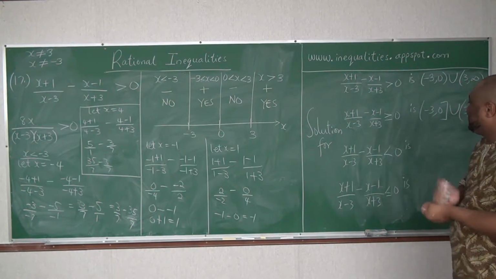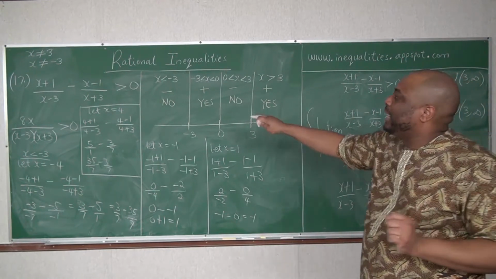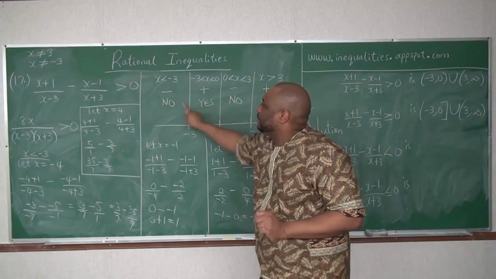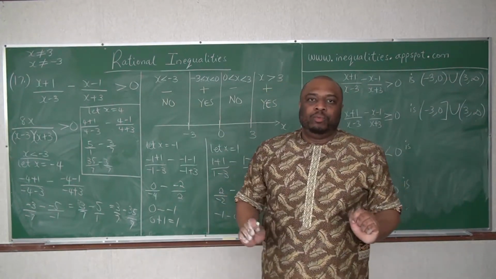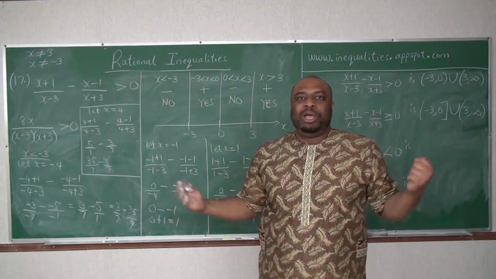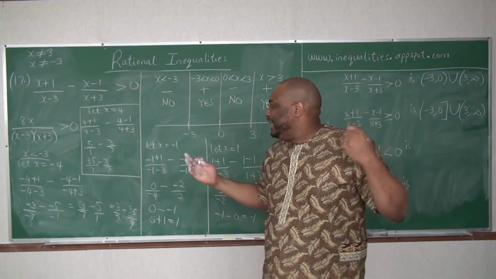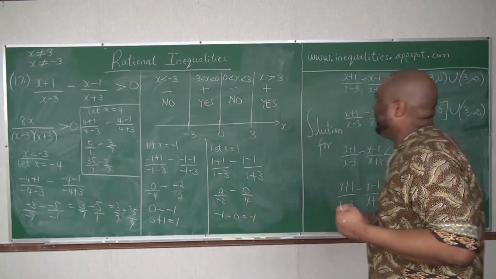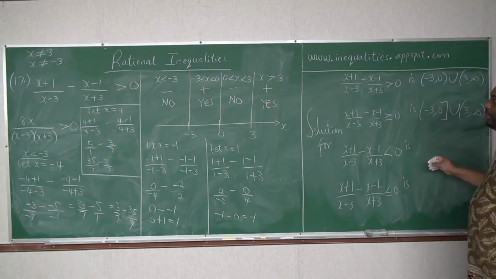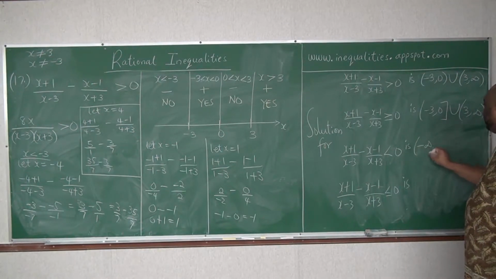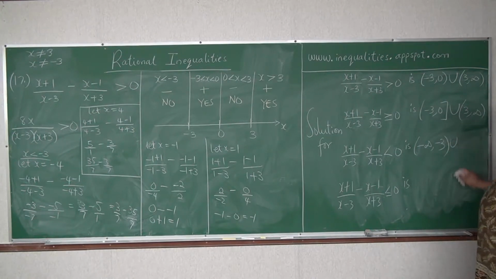Now less than 0, we are now going to look at the negatives, because that is what we need. Less than 0. The negatives. So this will be from negative infinity to negative 3, not included. Union 0 to 3.